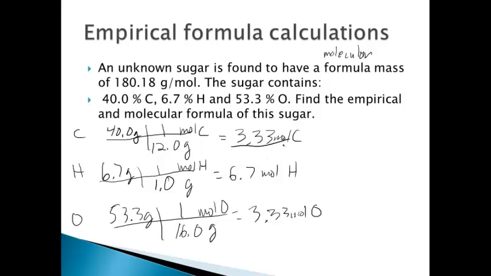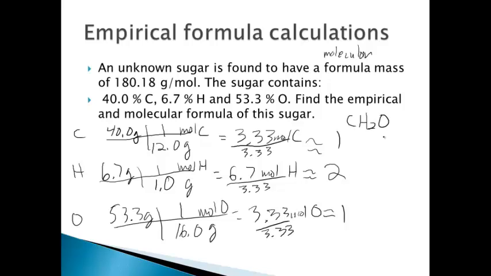In step 3, we now divide by the lowest number here. My lowest number is 3.33, so everything's going to get divided by that. We are hoping for whole numbers here. If they are, we'll almost be done. That divided by itself is going to give you 1. Same thing here. Take your calculator, 6.7 divided by 3.33, and it gives you about 2. These are whole numbers now, so my empirical formula is CH2O. So this is what we learned last time.